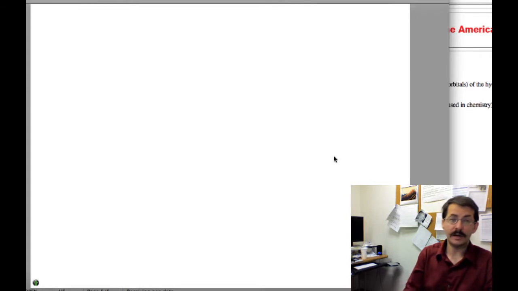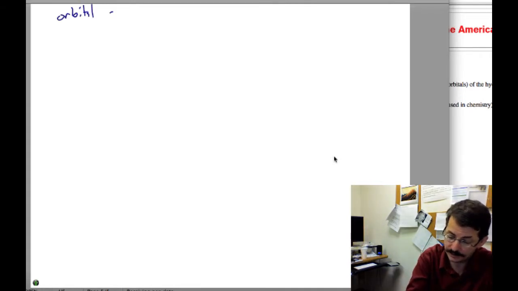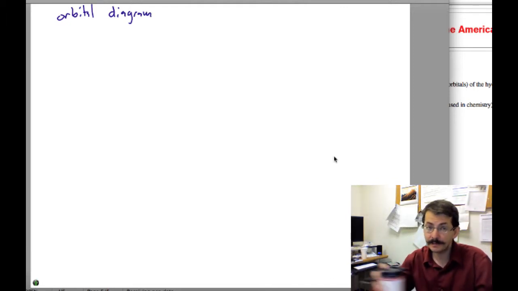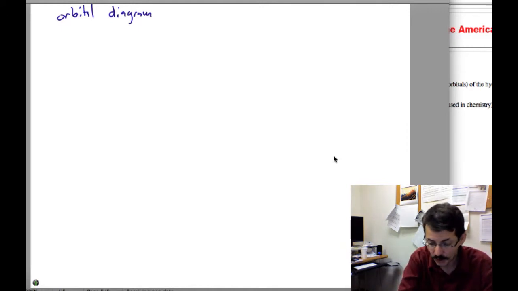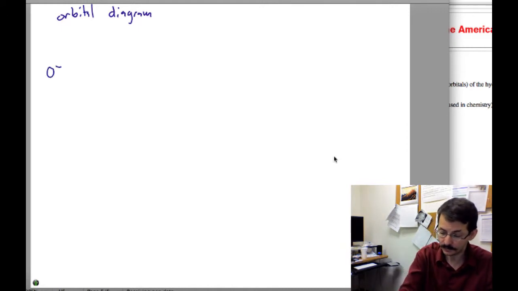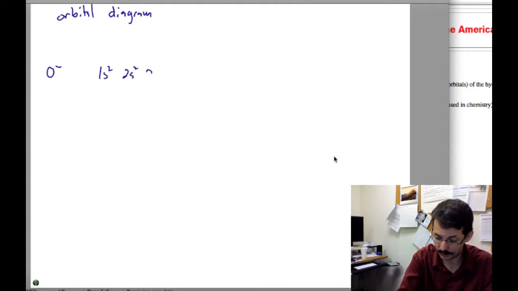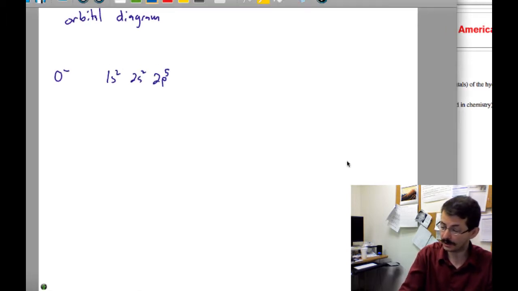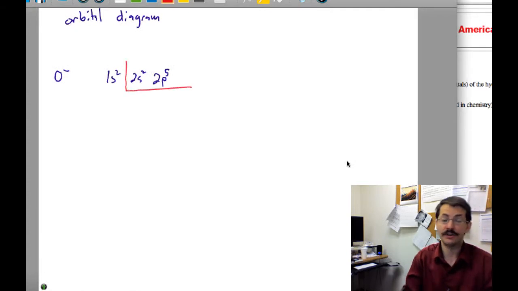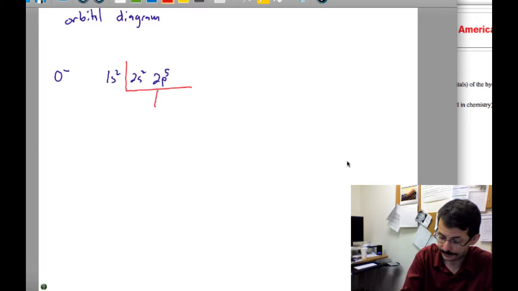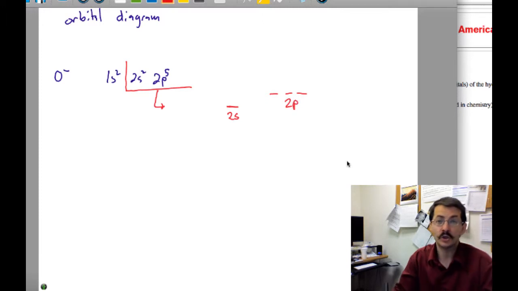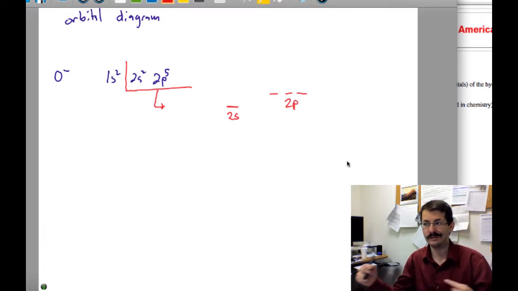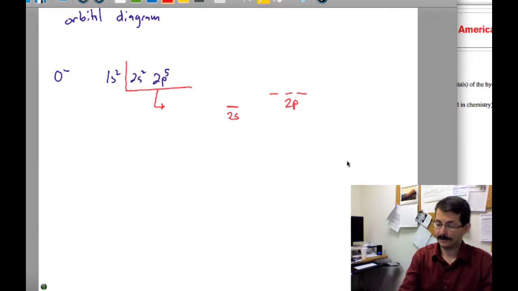Besides electron configuration, we also talked about orbital configuration diagrams, which rely on the same information. So if we look at O negative, we know that it is 1s2, 2s2, 2p5, and we can draw an orbital diagram for the valence shell, just the s and p electrons. We know 2s and 2p, drawing out the orbitals, hence the name orbital diagram, and we can then fill those orbitals with electrons.